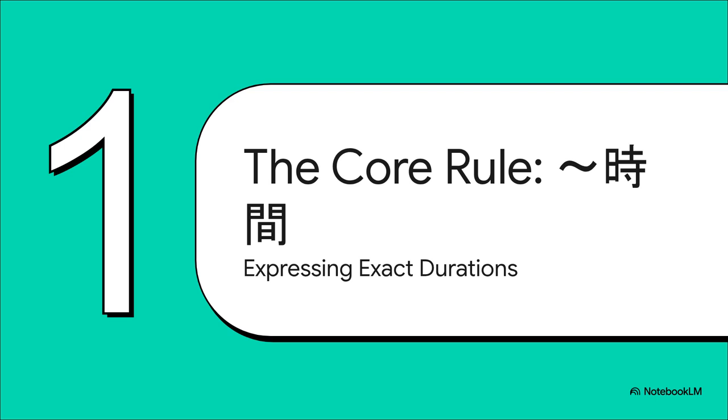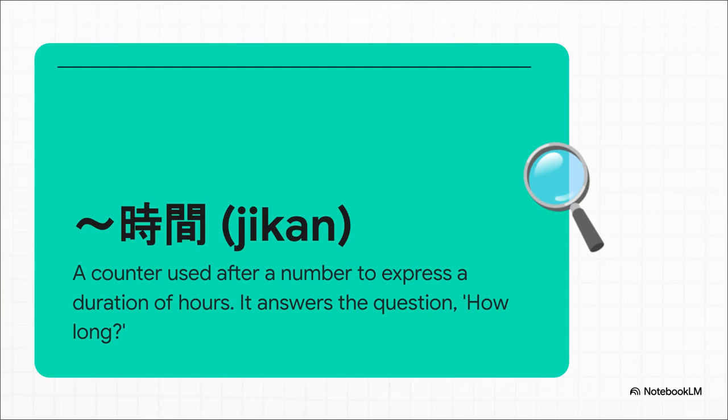Okay, so let's get down to the absolute foundation. When you want to talk about an exact number of hours, Japanese has this really neat little counter that you're going to use. This is the main building block for everything else. And here it is. The magic word is jikan. Seriously, all you have to do is stick this onto the end of a number and poof, it turns that number into a duration of hours. So, ichi is 1, but ichijikan becomes for 1 hour. Ni is 2, so nijikan is for 2 hours. Simple, right? This little guy is the key to unlocking this whole thing.